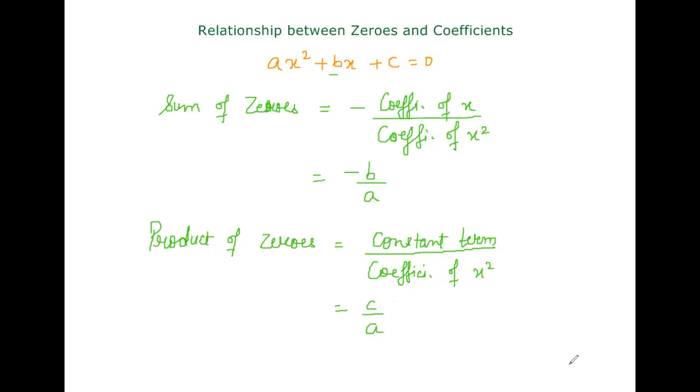Now we are going to discuss it with a given example. So if we have the given equation, let it be 6x squared minus 7x minus 3 is equal to 0. Firstly, we need to find the zeros of this equation. We can find the zeros by any method. Here I'm using the factorization method.